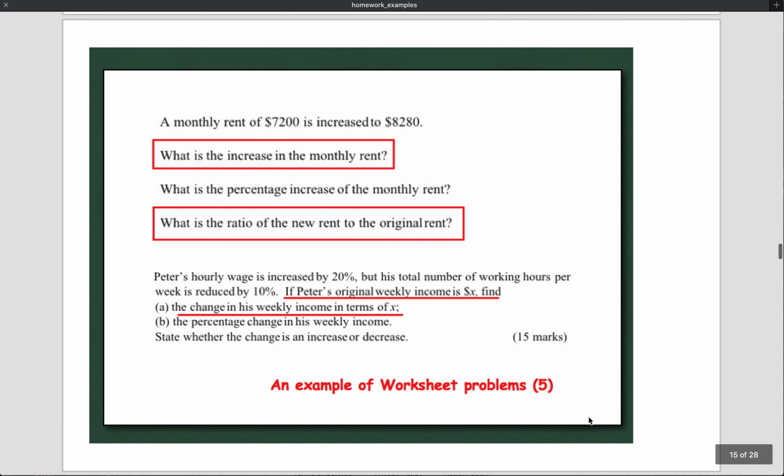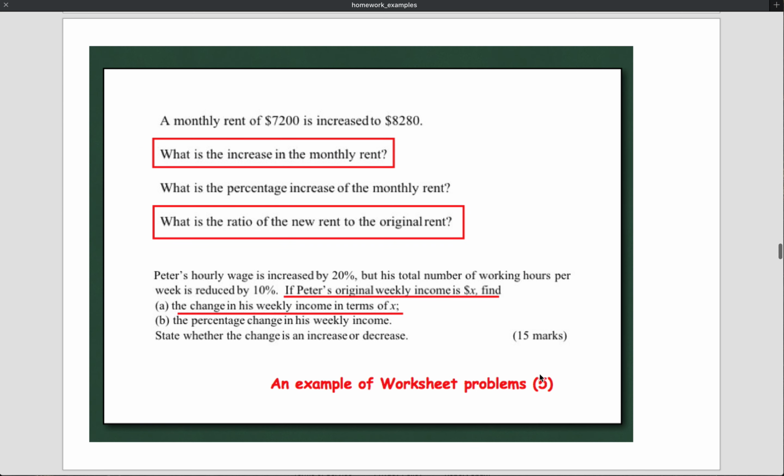Now this one is about percentage change. The original one is the above one, starting from a monthly rent of this amount, increasing to this amount. And the original question is the second one: what is the percentage increase of the monthly rent? Now the highlighted parts are the additional elements included when we modify the questions.